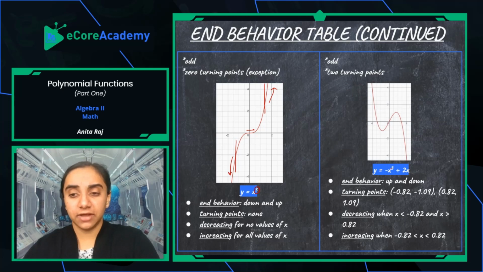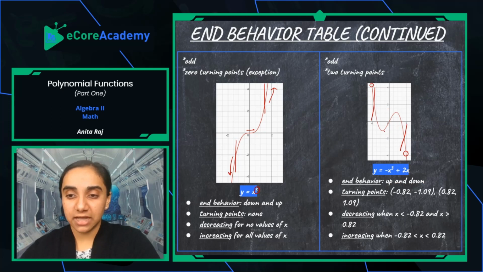It's y equals negative x cubed plus 2x, so it's reflected, and it has a linear term attached to it. So we're going to see how this is a bit different. If we look at end behavior, so to the far left and then to the far right, you see the opposite of this one. On the far left, we're all the way up here, so we're up. On the far right, we're all the way down here, so we're down. So that's why we write up and then down.